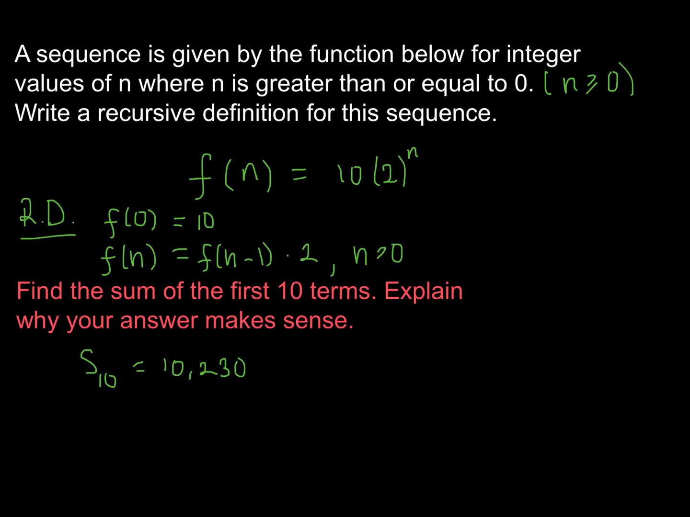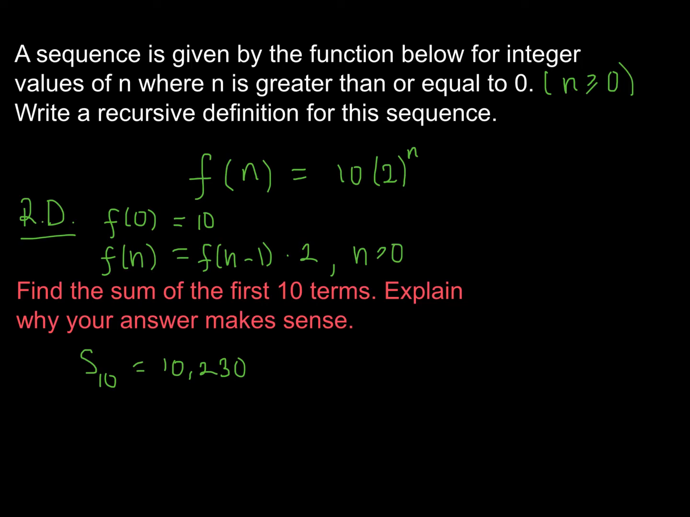And then the recursive definition says, okay, you want the nth term, well, take the one before it, multiply it by 2, right? The common ratio is 2, and that works for any term after the first one, or after the 0th term. So starting with 1. And I want to find the sum of the first 10 terms here.